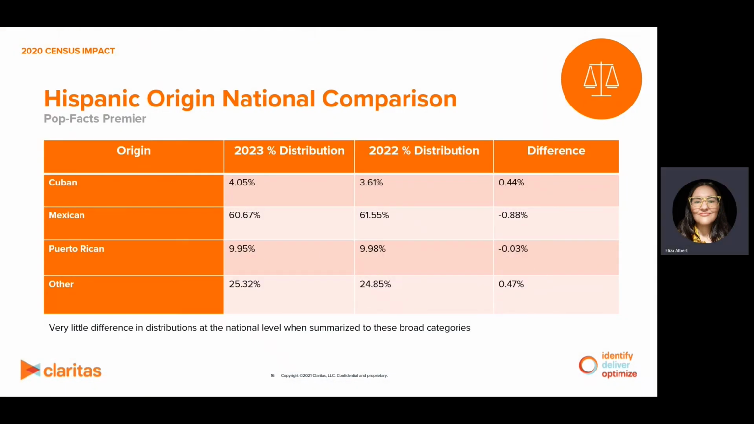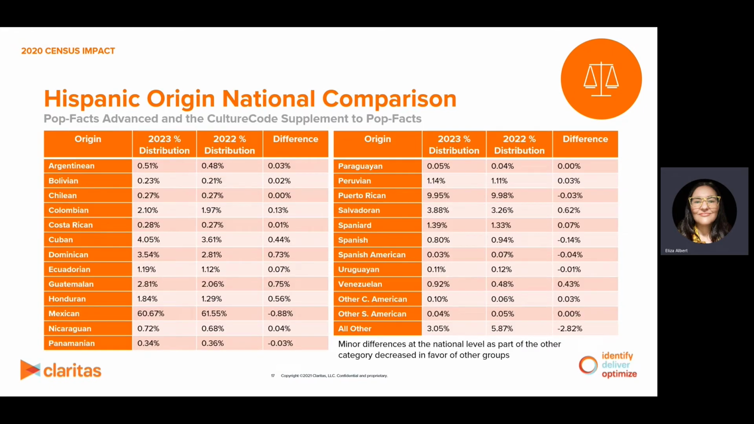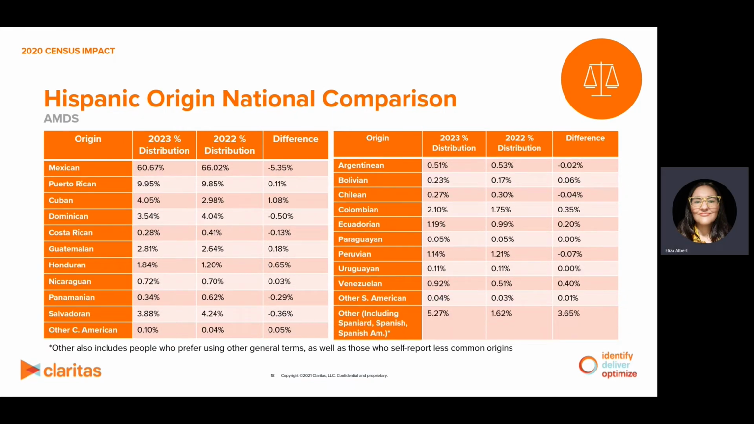So if we look at the Hispanic origin national comparison here for PopFacts Premier, you can see there's very little difference in the percent distribution at the national level because these are very summarized categories. Now, if we look at PopFacts Advanced and the Culture Code supplement to PopFacts, we have some more detailed breakouts here. But the main thing to note is that the all other category has decreased while some of the other categories have increased. But for AMDS, the biggest changes here are a decrease in the Mexican distribution, an increase in the Cuban distribution, and an increase in the other distribution.